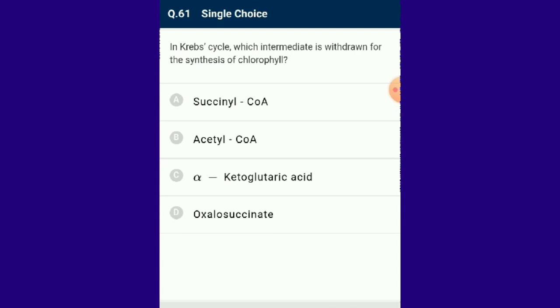Question number 61. In Krebs cycle, which intermediate is withdrawn for synthesis of chlorophyll? Krebs cycle acts as a catabolic process for the breakdown of glucose, protein and fat. It also acts as an anabolic process as various intermediate products in Krebs cycle are used as precursors for biosynthesis of amino acids, chlorophyll, cytochrome, etc. Acetyl-CoA is a precursor for biosynthesis of carotenoids, terpenes, gibberellins, etc. Succinyl-CoA is precursor for biosynthesis of chlorophyll and cytochrome. Oxaloacetic acid is precursor for alkaloids and pyrimidines. Alpha-ketoglutaric acid is precursor for amino acid synthesis. Since Krebs cycle is catabolic as well as anabolic, it is called the amphibolic process. So the answer is option A, succinyl-CoA.